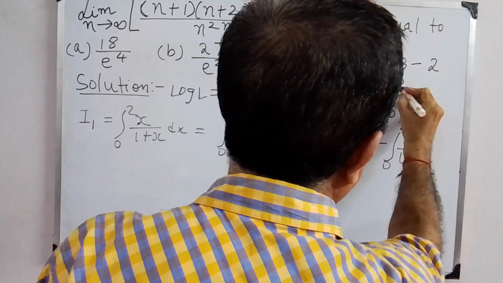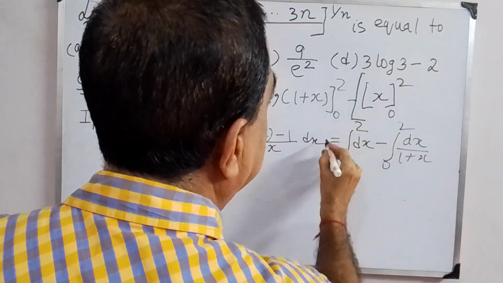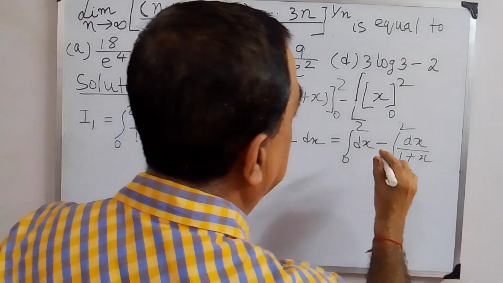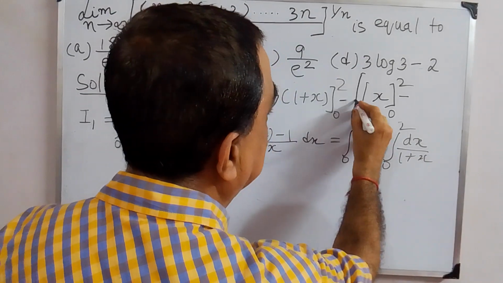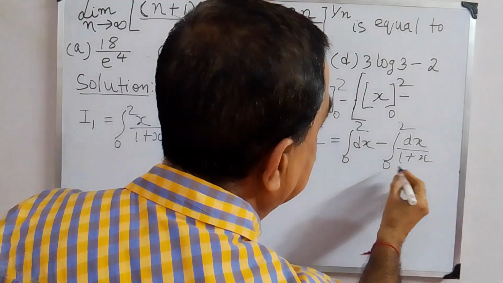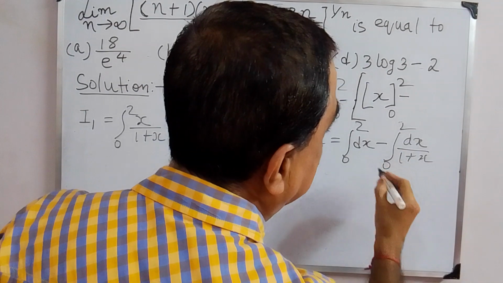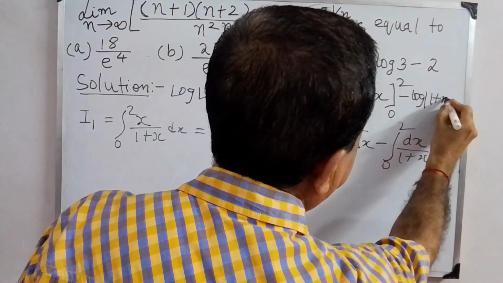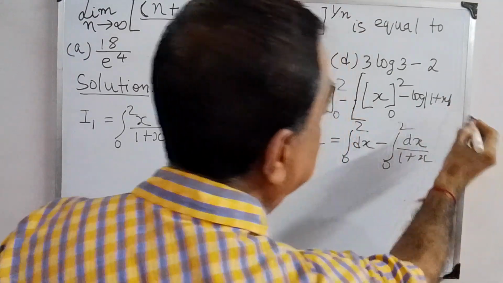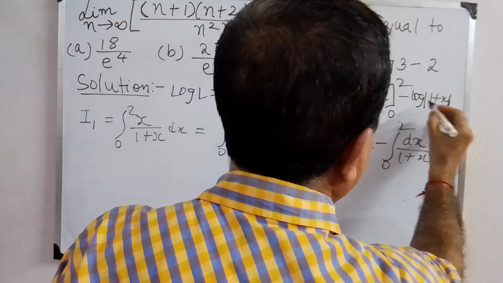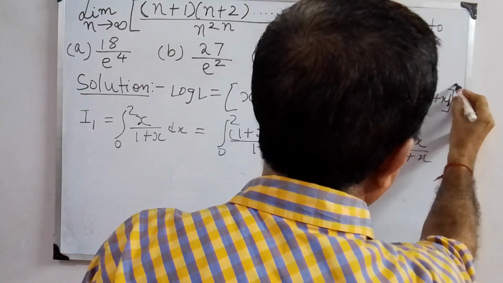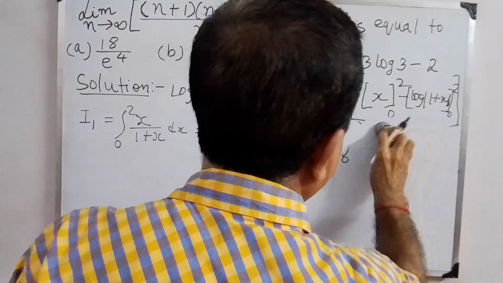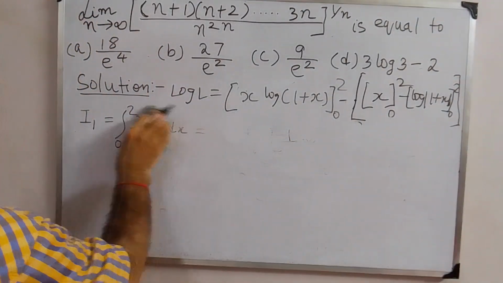From 0 to 2, and here it was minus. So minus, and this will become minus the integration, so that's why I have kept it in a bracket. The integration of dx by 1 plus x becomes log of the absolute value of 1 plus x, from 0 to 2, whole bracket. Now here we will find out the values of these.